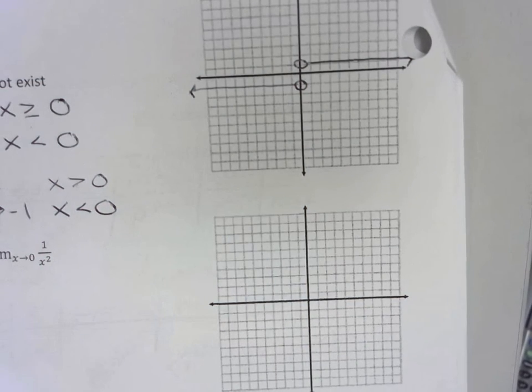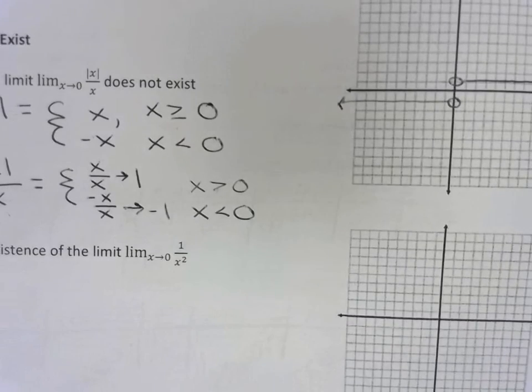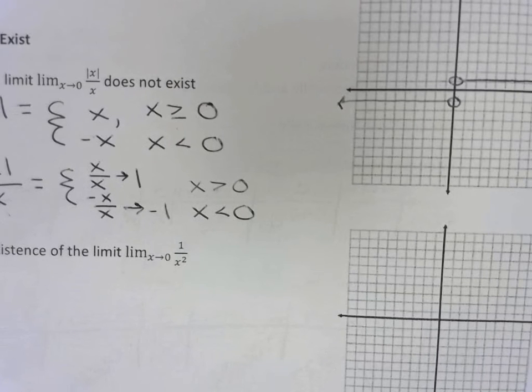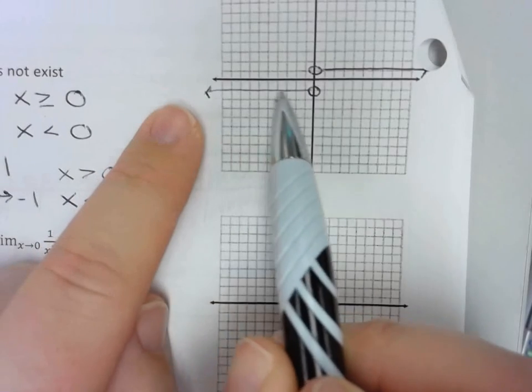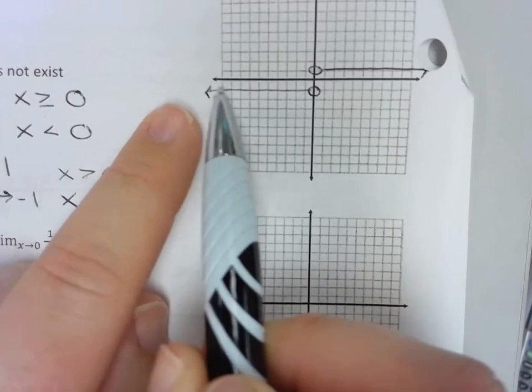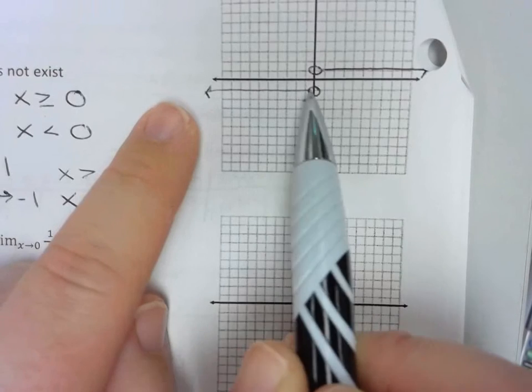So as I look back at my limit, I want to know my limit as x approaches 0, from the left and from the right. We have to include both of those. As I look at it, from the left, it looks like my y value is approaching, well, it's going to be negative 1 because it's negative 1 the whole time.